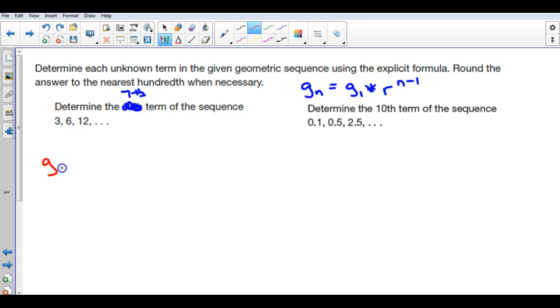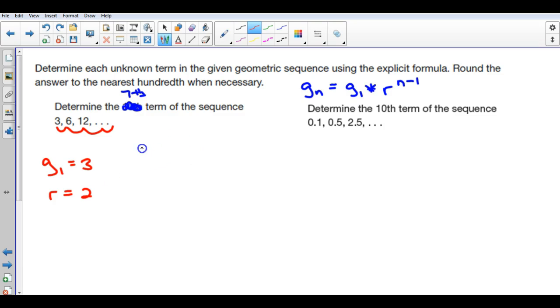We're going to need to identify the two key characteristics here. Our first term and the common ratio. So my first term is 3. To figure out what the common ratio is, you take your second term divided by the first one. So 6 divided by 3 means my common ratio is 2, and what that means is that you're multiplying by 2 every time throughout these terms.